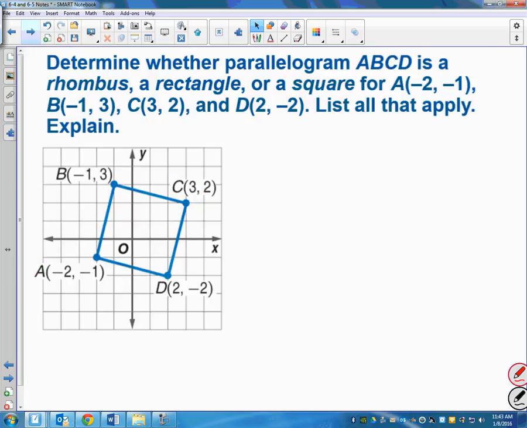Right, so if you can show it's a square, start there and work backwards maybe. No, you don't have to prove it, but it says list, that's what I mean. Like it says, determine whether the parallelogram is a rhombus, a rectangle, or a square? List all that apply. And so you're right, if you find it's a square, then you're also going to say that it's a rectangle and a rhombus. Not that you have to prove that, because you've already, you know what I'm saying?